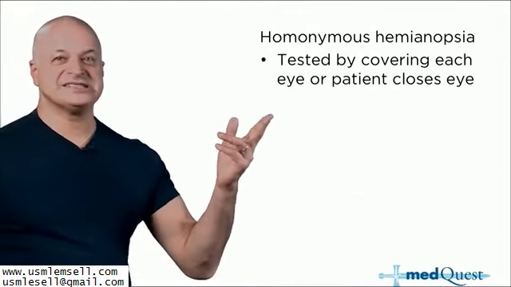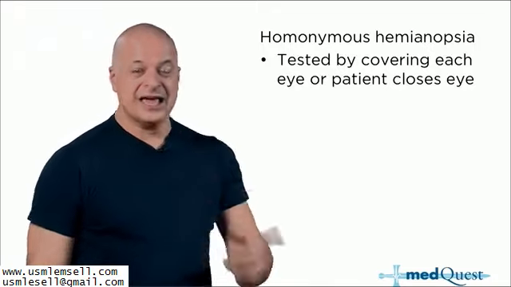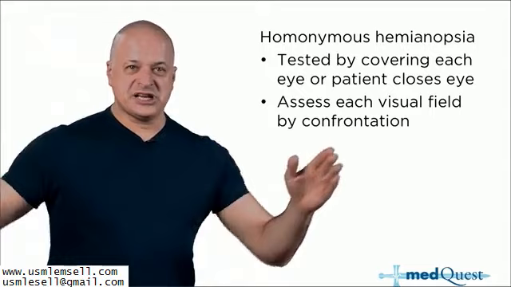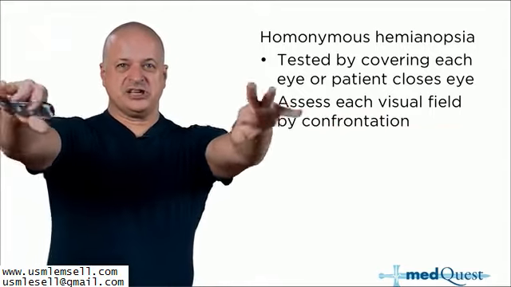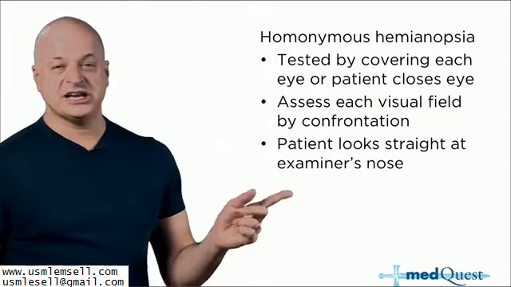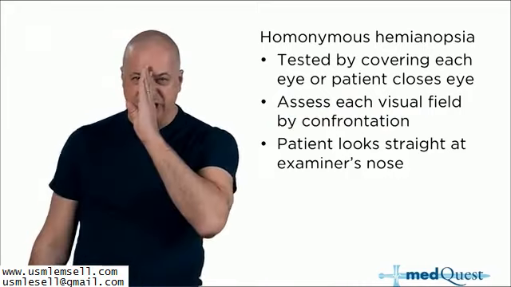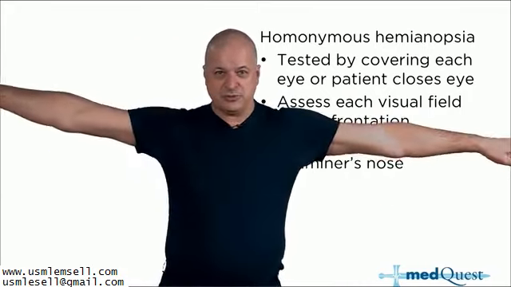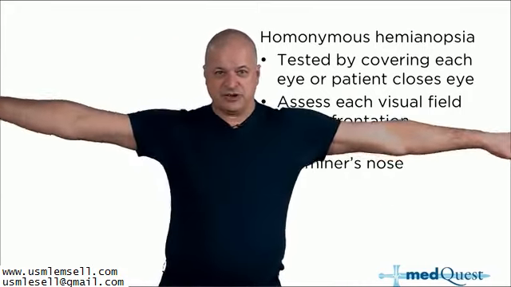Homonymous hemianopsia. It's tested by covering each eye, and the patient closes their other eye, and you're assessing each visual field by confrontation. Confrontation is what I just said. Tell me when you can see it. That's confrontation. The patient looks straight at the examiner's nose. You're looking right at the center, and you say, tell me when you can see my hands moving. Can you see my fingers moving? Now.